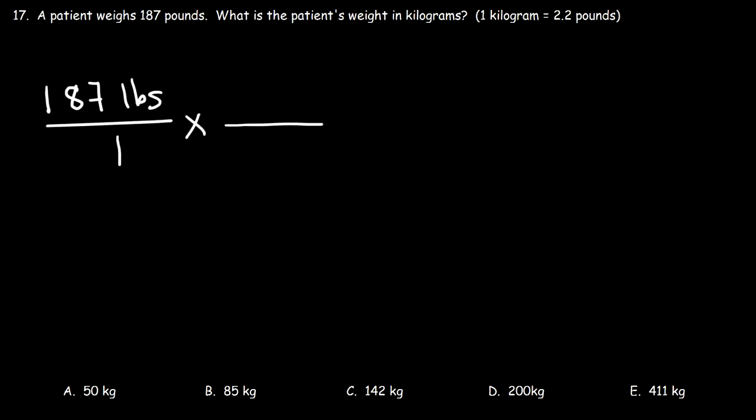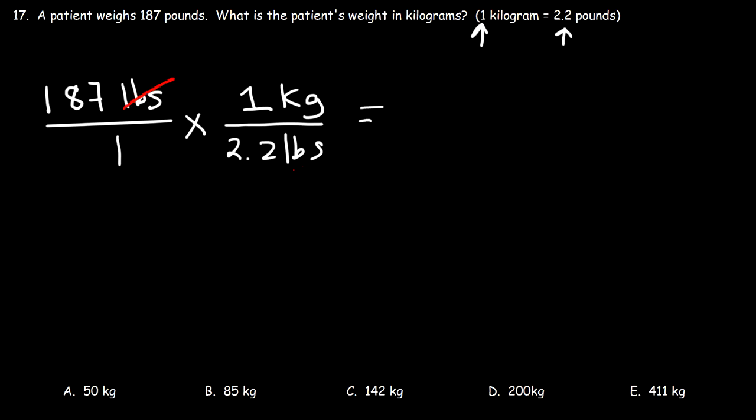Now, in the next fraction, we need to put our conversion factor, which is 1 kilogram is 2.2 pounds. Now, we want to put the unit pounds in the bottom so that they will cancel. And therefore, the unit kilograms is going to go on top. And the number associated with kilograms is a 1, and the number associated with pounds is 2.2.